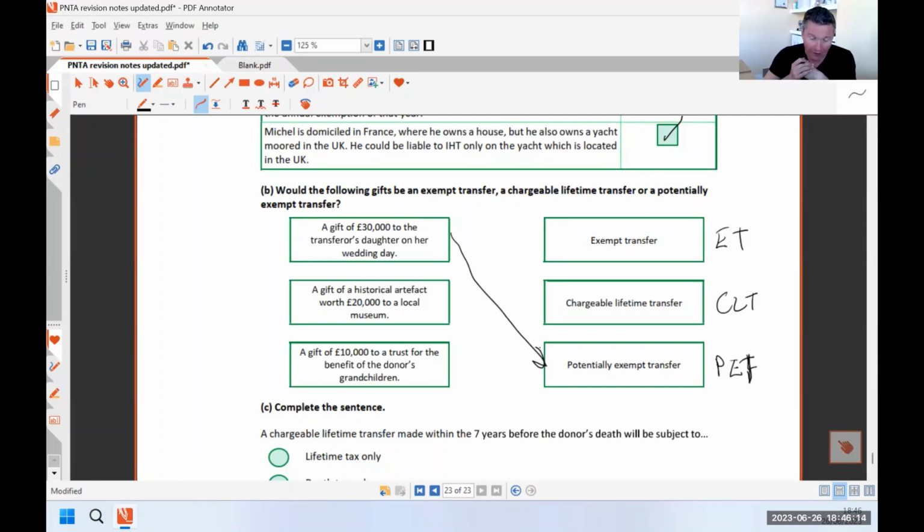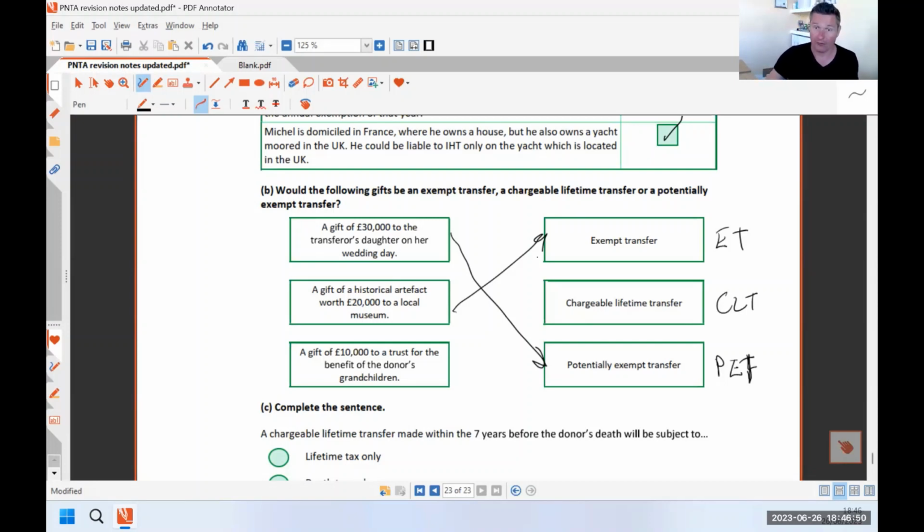The next one, a gift of a historical artifact worth £20,000 to a local museum. Yeah, that is exempt. So if you give something of national significance to charity and things like that, it is exempt. So that's definitely never going to be subject to inheritance tax, because that'd be a bit unfair. It's not like you've sold it, got any money, you've given it away, you've given it for good causes, to charities, and it's for the national interest, and so that is going to be exempt.